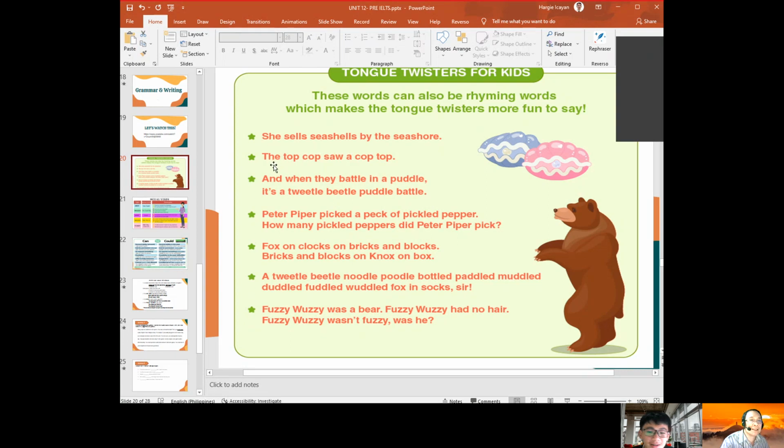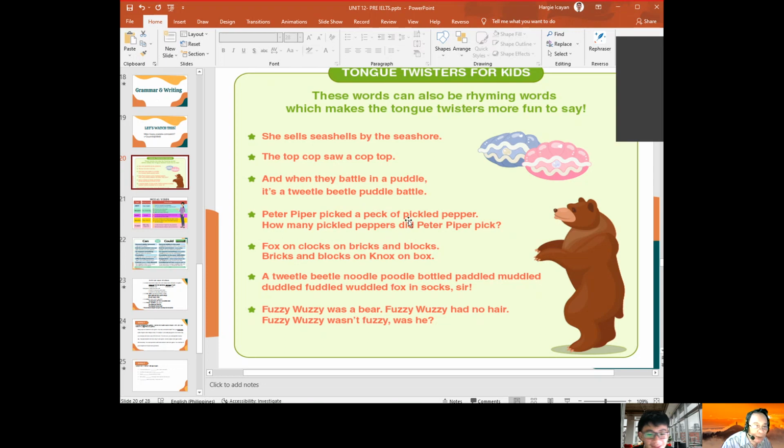That's good. Next. The top corpse or corp top. Okay, and when they battle in the puddle, it's a tweetle beetle puddle battle. That's correct. Peter Piper picked a peck of pickled pepper. How many pickled peppers did Peter Piper pick?